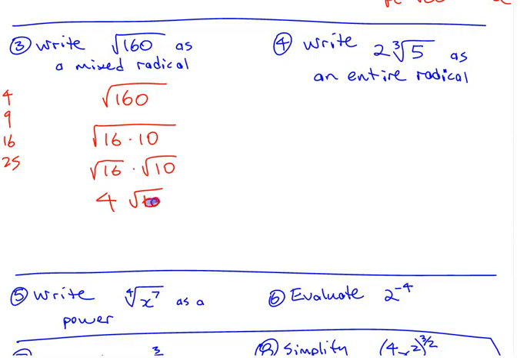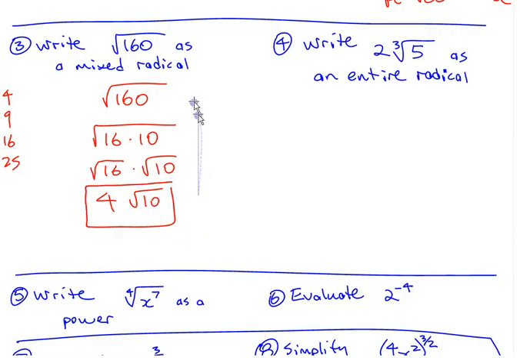Look at the number that's left over. Don't scribble on the number that's left over. Look at the number that's left over and see if you can divide it again by a number that's a perfect square. You can't break down 10 anymore. The only factors are 2 and 5, and neither of those are perfect squares, so you're done.